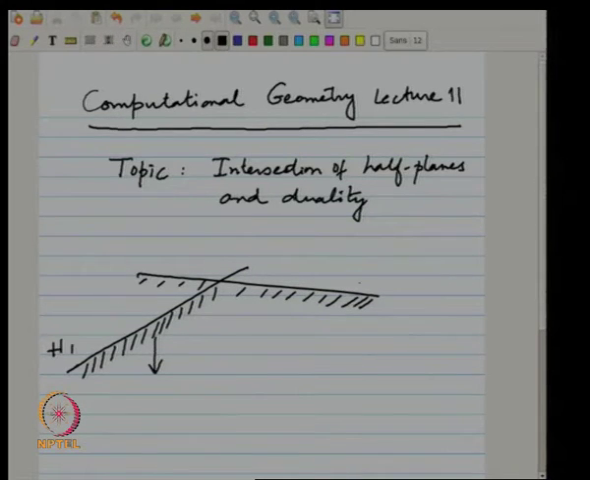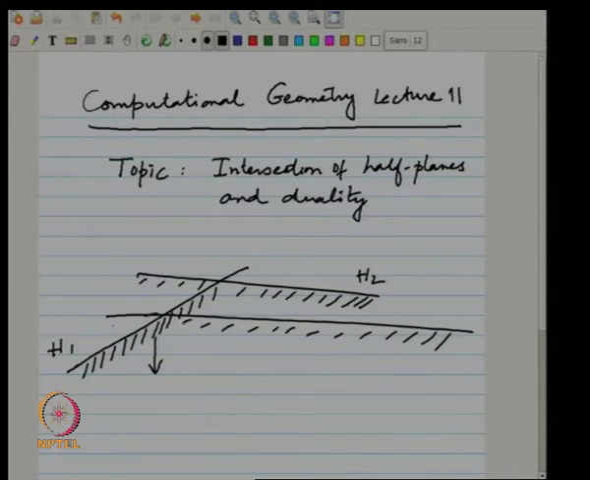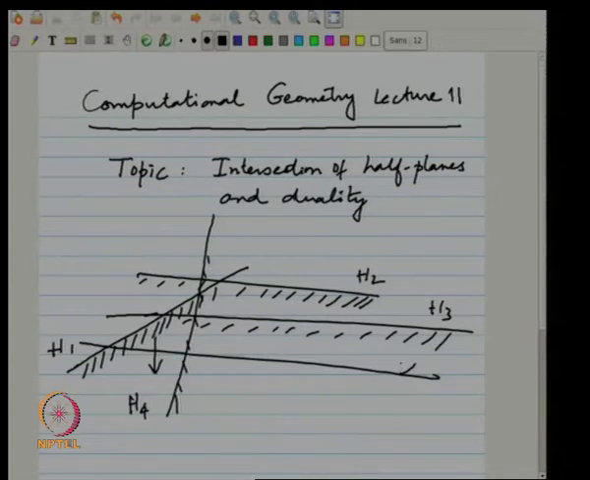Let us call this H1, H2, and we will have more half planes, H3, H4, H5, and so on and so forth. So given these half planes, by the way, a half plane is a very simple example of a convex set, right? And a half plane is convex, and you can prove it by definition. The entire segment of the two points lying inside the half plane will also be inside the half plane, right?